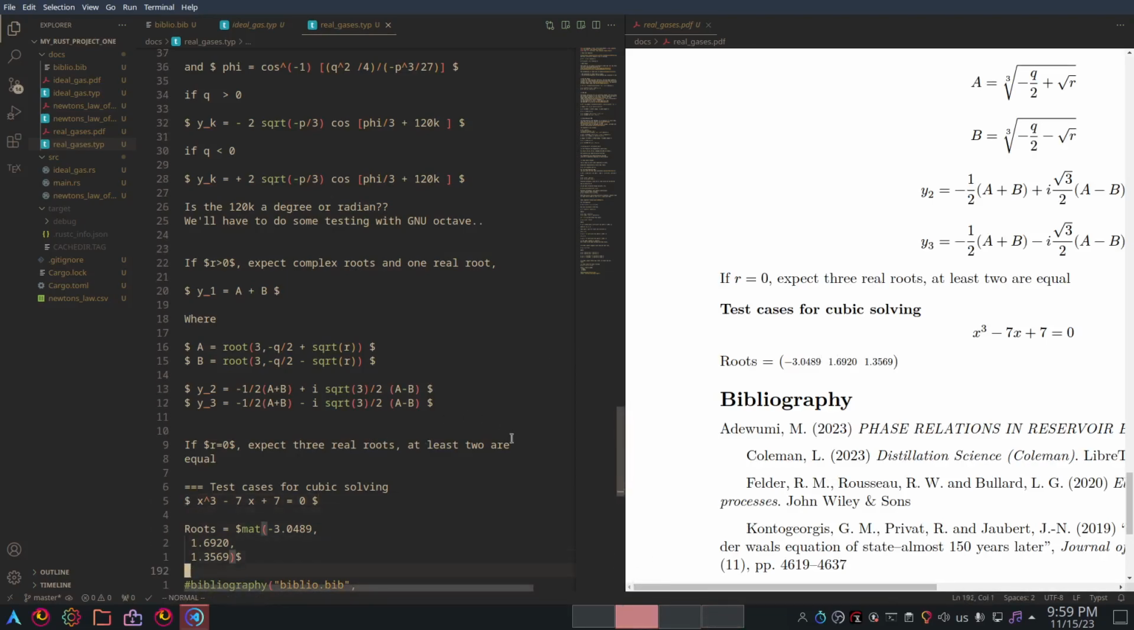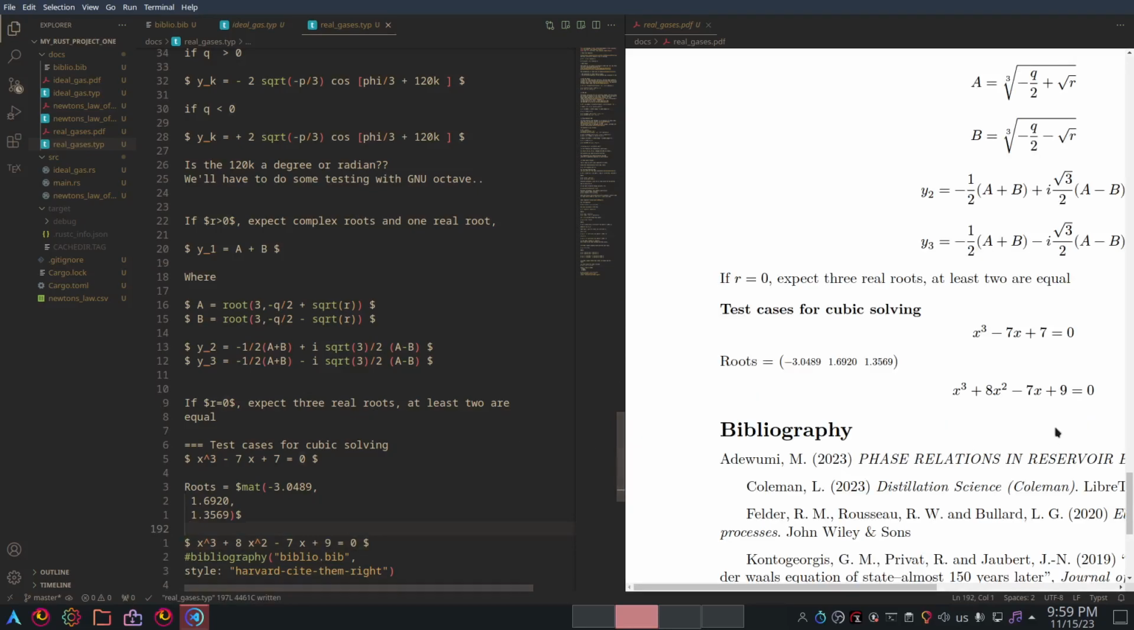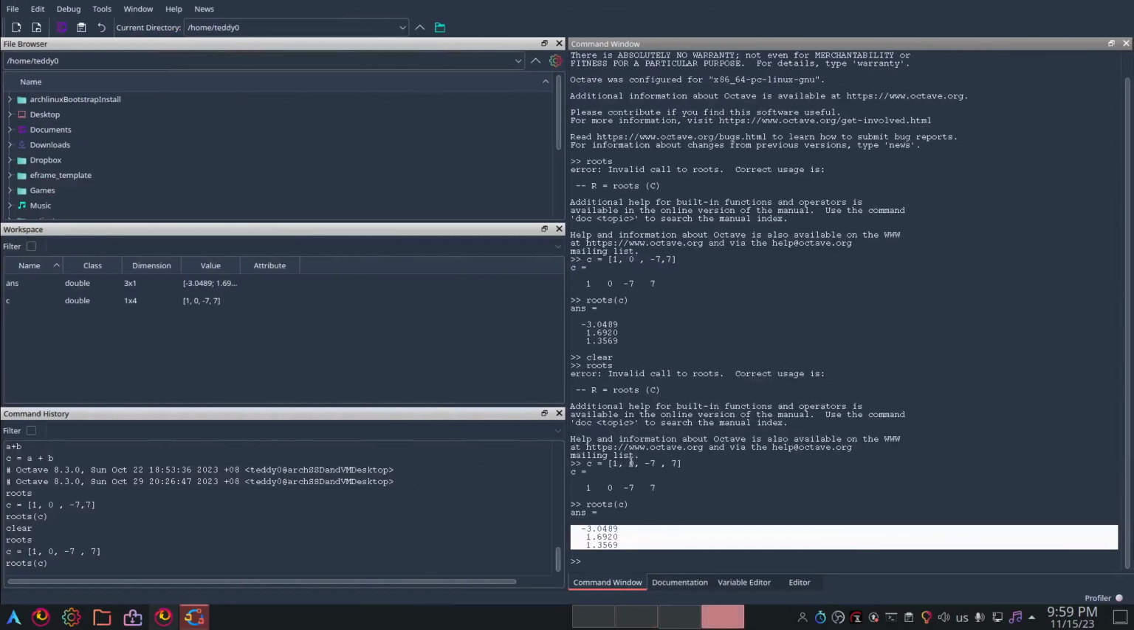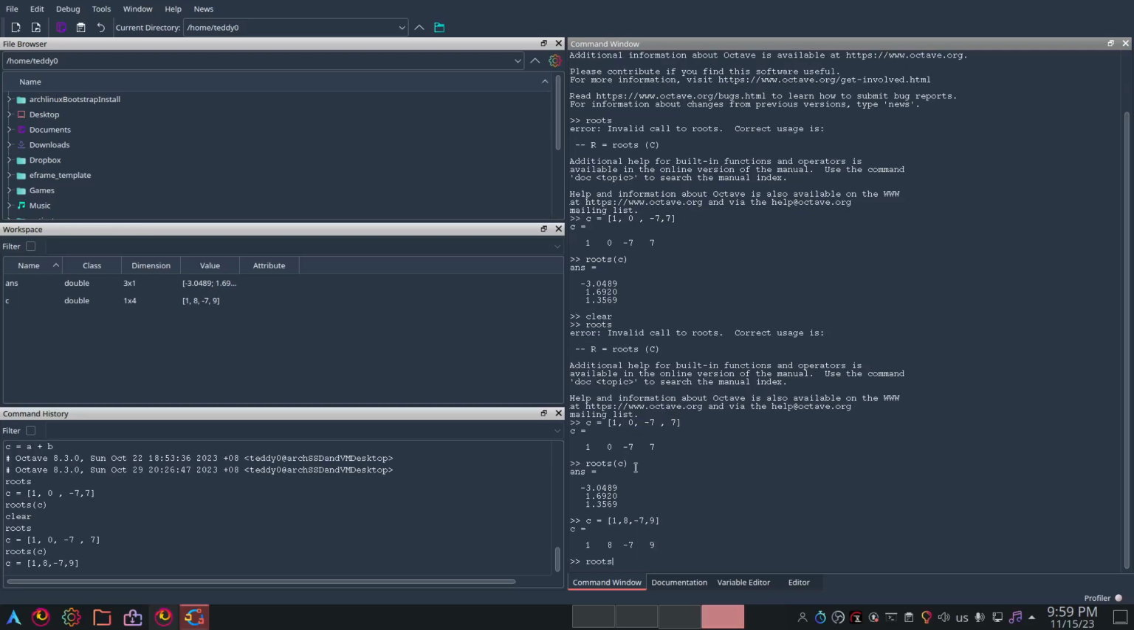I can do a second test case. Now I'll just put an x squared term as well, 8x squared, and then I'll put a 9 over here. So 1, 8, -7, and 9. Those are my coefficients. C equals 1, 8, -7, 9. Okay, roots of this.